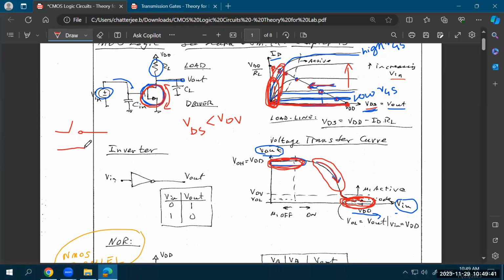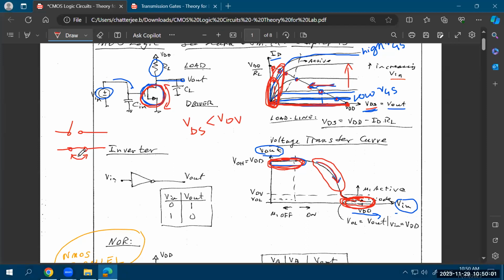And when the switch is closed, at that point, ideally, you would want a short circuit. You would want zero resistance between the two terminals of the switch when the switch is closed. So if you have a short circuit, what is the voltage difference between the two terminals of that short circuit? The voltage difference should be zero.